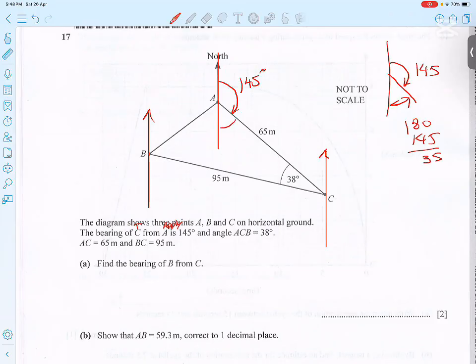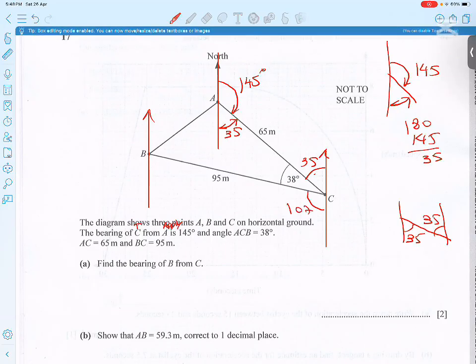So this turned out to be 35. When two lines are parallel and a line cuts like this, this 35 is a confirmed 35. So this is a 35. Okay, this I can find easily because it's 180. And if I take 180, subtract 35 and subtract 38, I get 107.